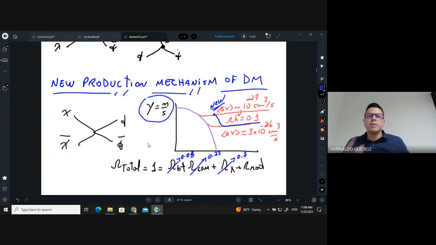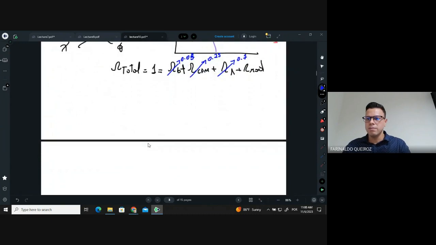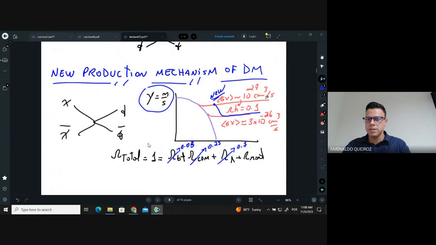And you can do the opposite. So let's say now I had a sigma v which was 10⁻²⁵, very large. And then my sigma v, let me copy and paste this thing.